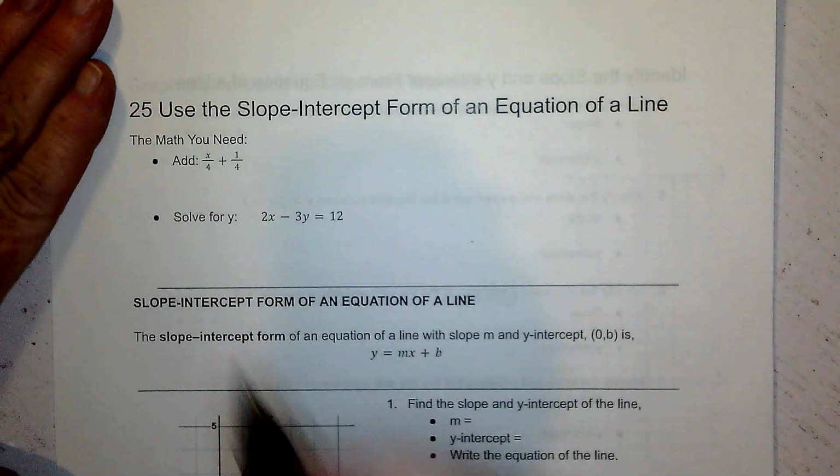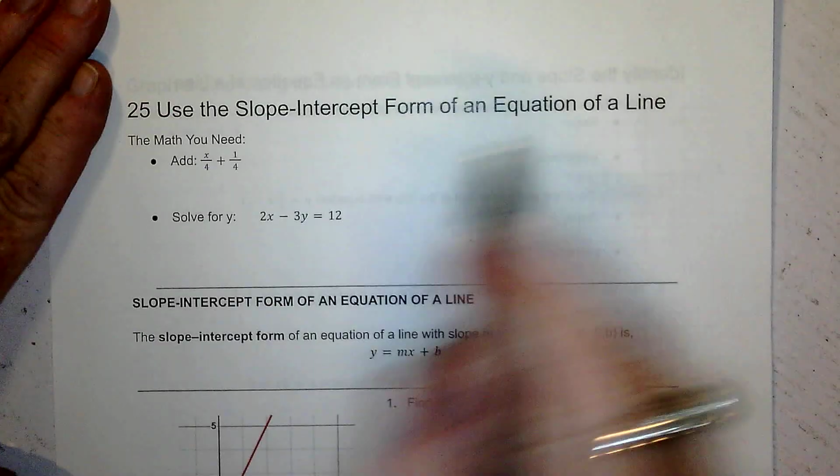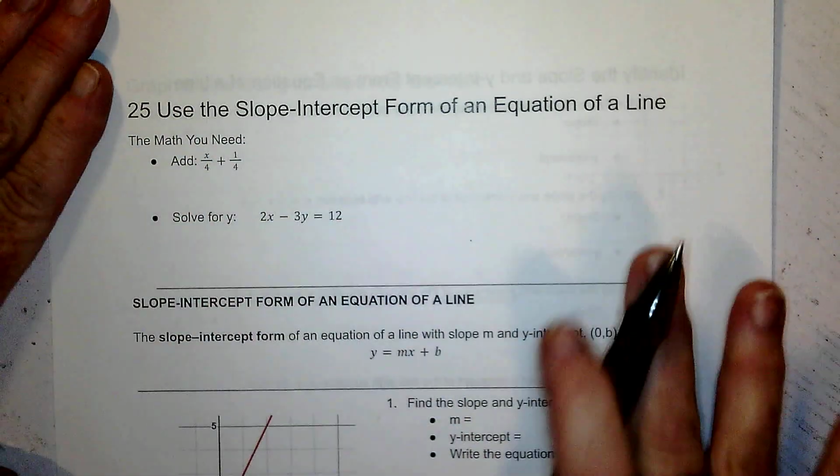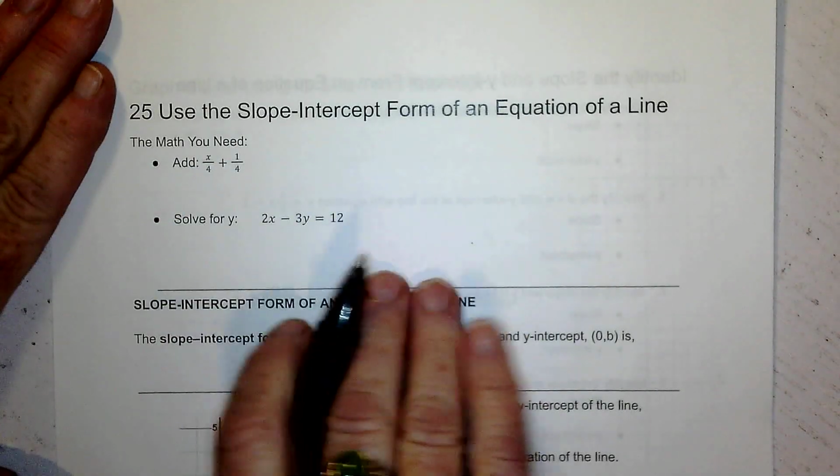Hey there, so let's cover number 25. Use the slope-intercept form of an equation of a line. So what you need to know in order to do this, I don't even think you need this part, but I do want to show you how to do this.